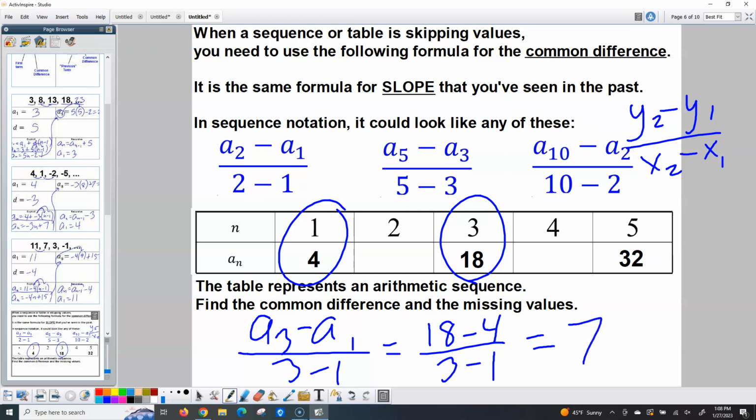So let's check it out. 4 plus 7 is 11, plus 7 is 18, plus 7 is 25, plus 7 is 32. That works out.